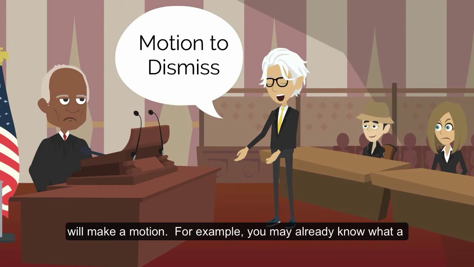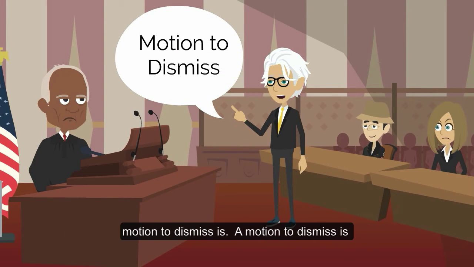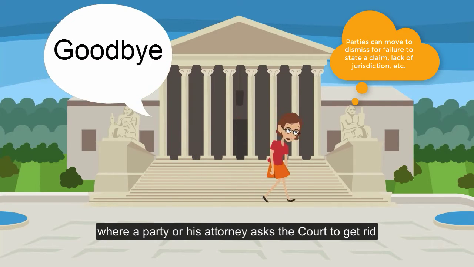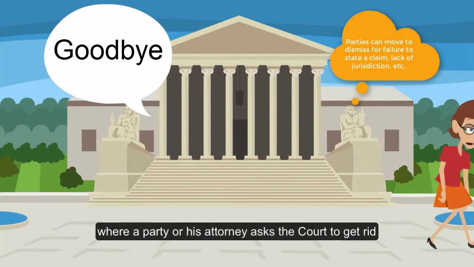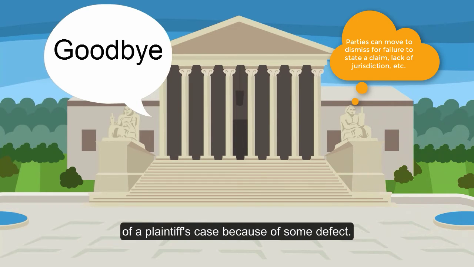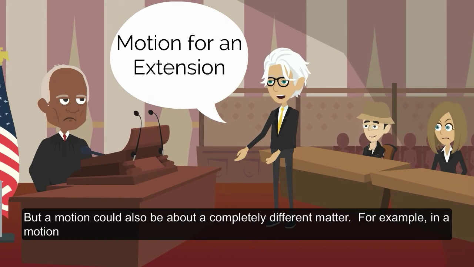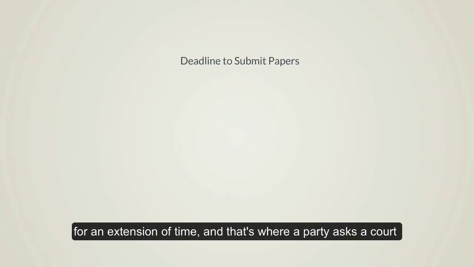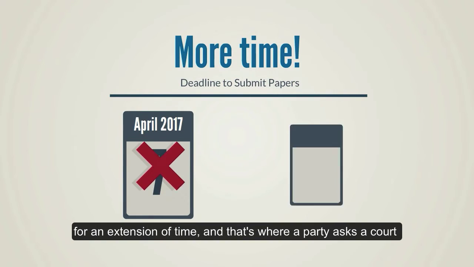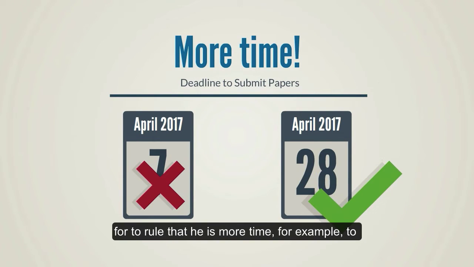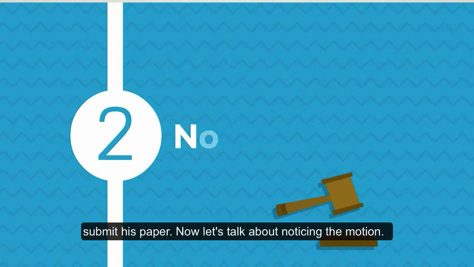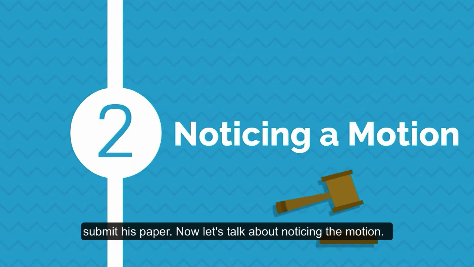For example, you may already know what a motion to dismiss is. A motion to dismiss is where a party or an attorney asks the court to get rid of a plaintiff's case because of some defect. But a motion could also be about a completely different matter. For example, a motion for an extension of time. And that's where the party asks the court to rule, for example, that he has more time to submit his papers. Now let's talk about noticing the motion.